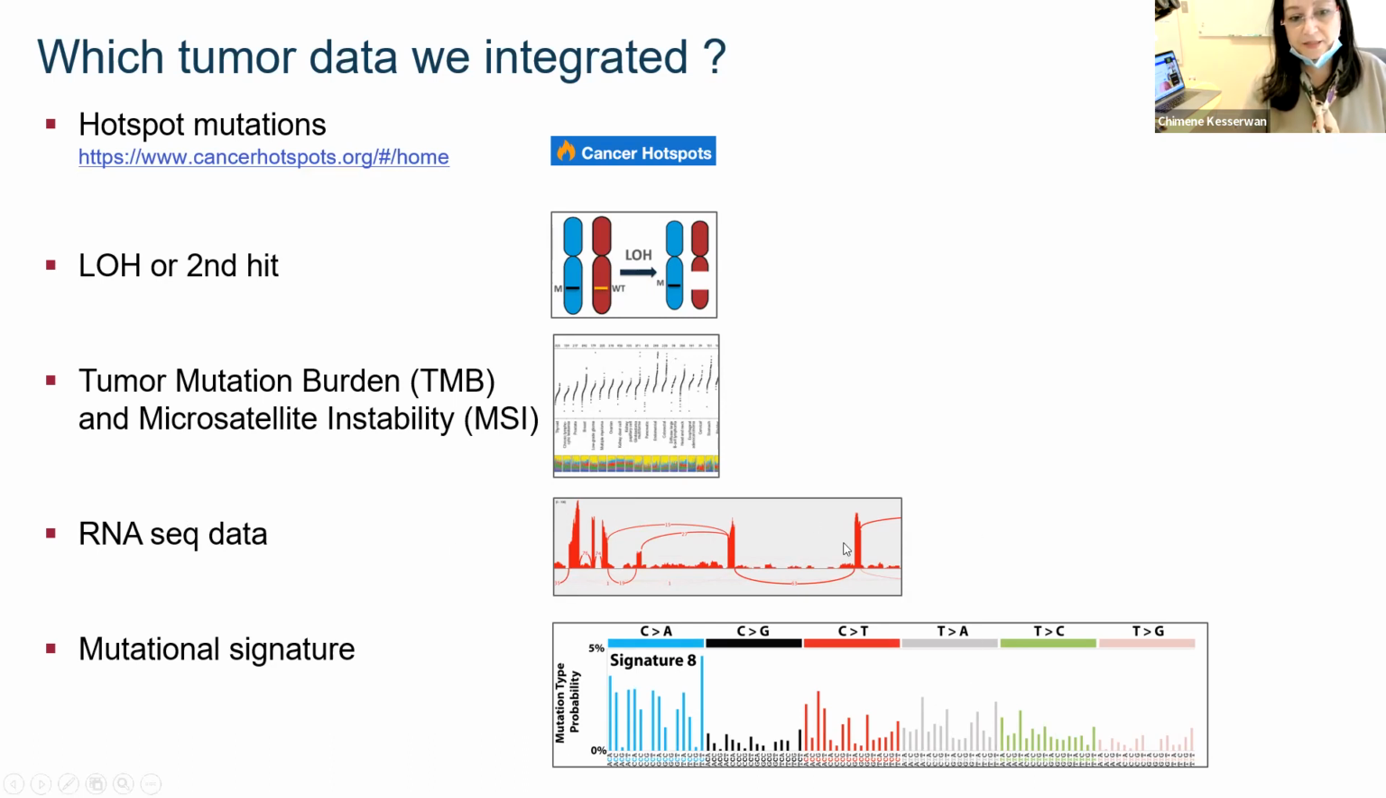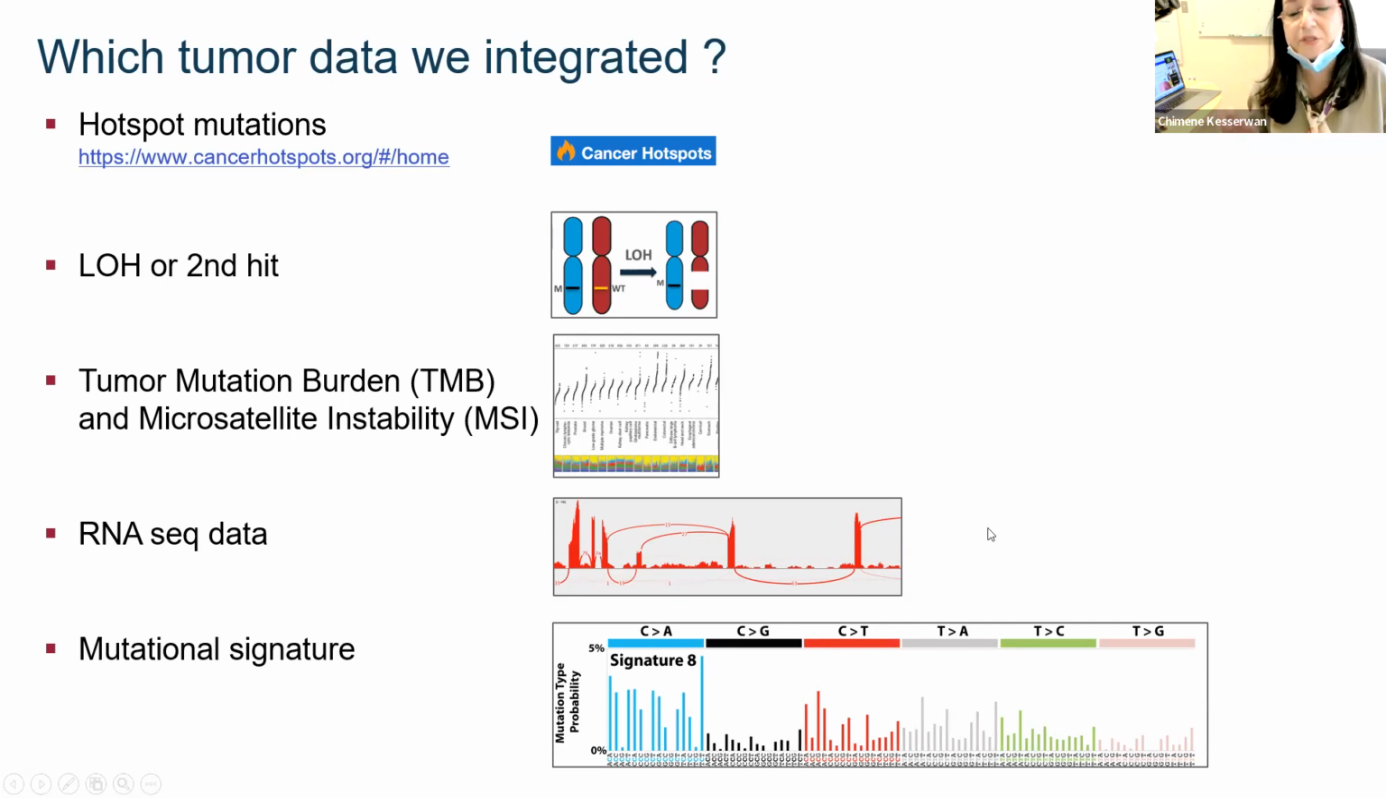And the RNA-seq data, which is really quite useful data to look at for splice alterations. In a sense, if you see exon skipping or intron retention, that would support a variant being pathogenic.